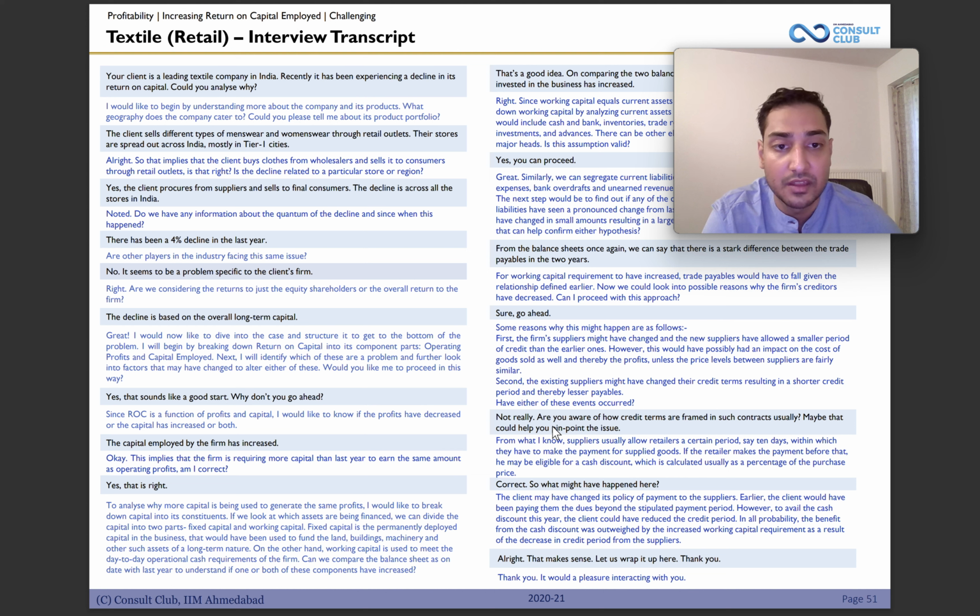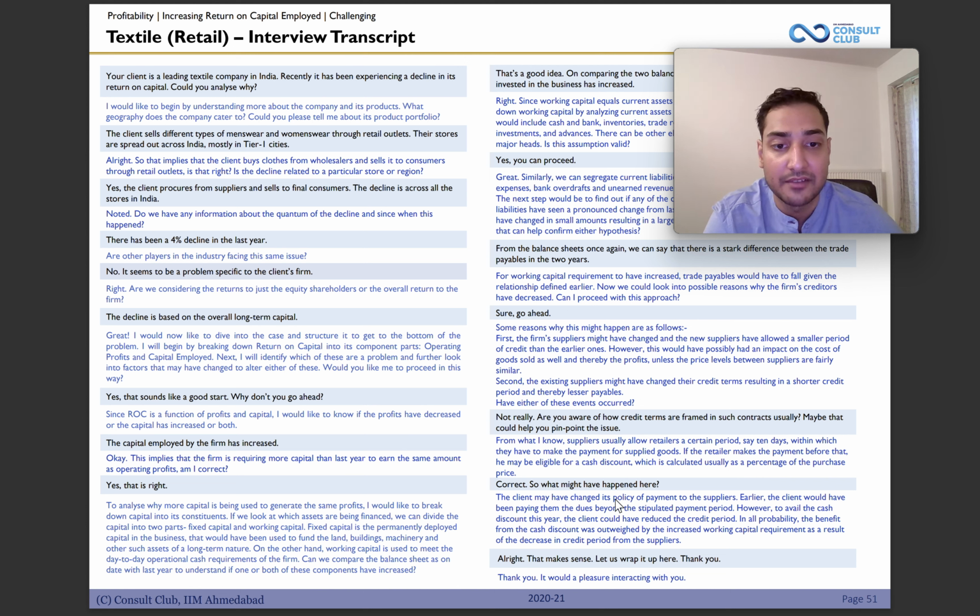Not really. Are you aware how credit terms are framed in such contracts usually? Maybe that could help you pinpoint the issue. So it's a good hint given by the interviewer to look into how the credit terms are framed. From what I know, suppliers usually allow retailers a certain period, say 10 days, within which they have to make the payment for supplied goods. If the retailer makes the payment before that, he may be eligible for a cash discount, which is calculated usually as a percentage of purchase price. Correct.